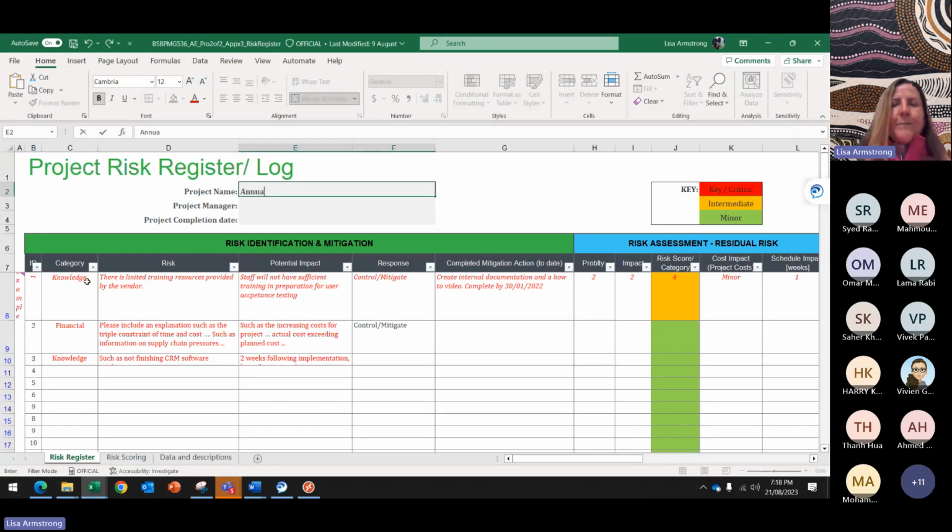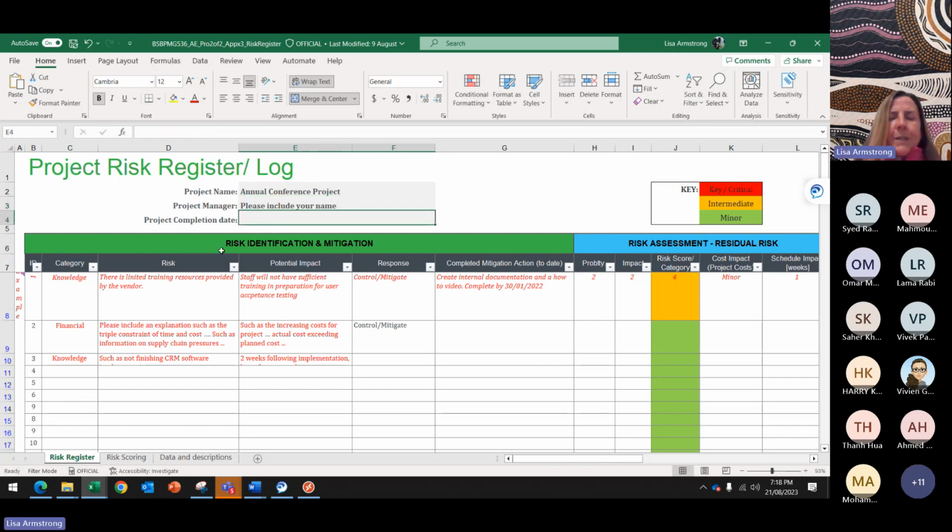Risk register name or project name: annual conference project. Project manager, please include your name. That's you. Well done. And project completion date, you can include an estimated closure date. And then we have 3 risks.